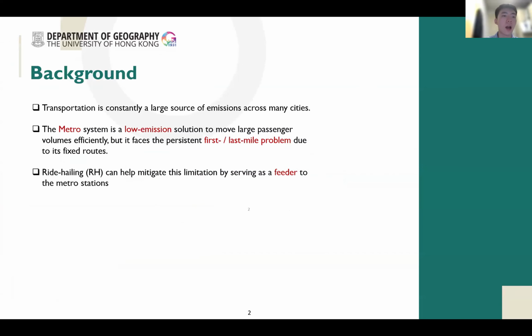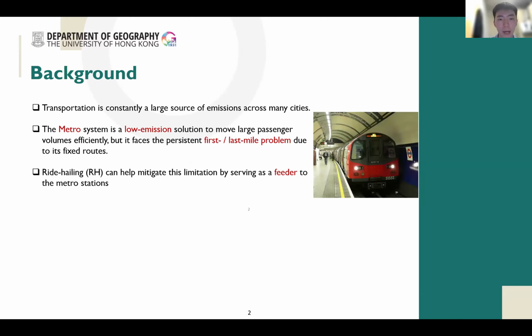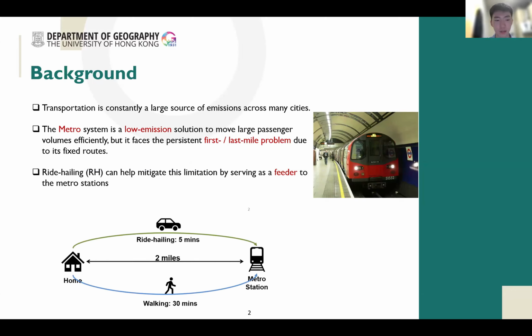So the background is, as we all know, transportation is constantly a large source of emissions within the urban area across many cities around the world. The metro systems offer low emissions solutions by moving large passenger volumes efficiently within the city. But it faces the persistent first mile and last mile problem due to its fixed routes and fixed stations. But another mode, ride-hailing, can recently help mitigate this limitation by serving as a feeder to the metro station.